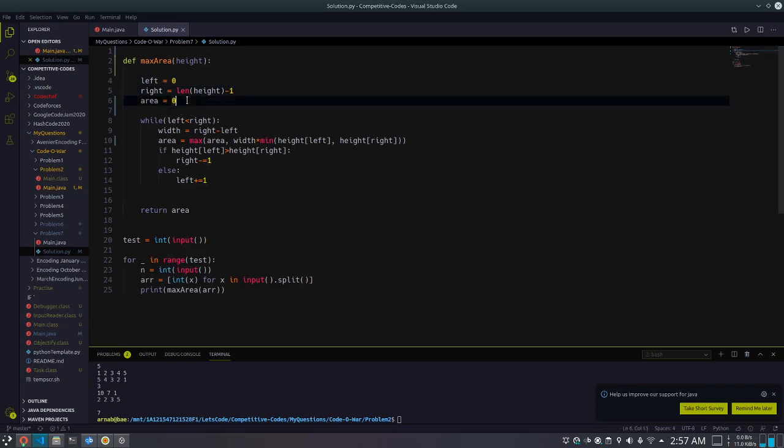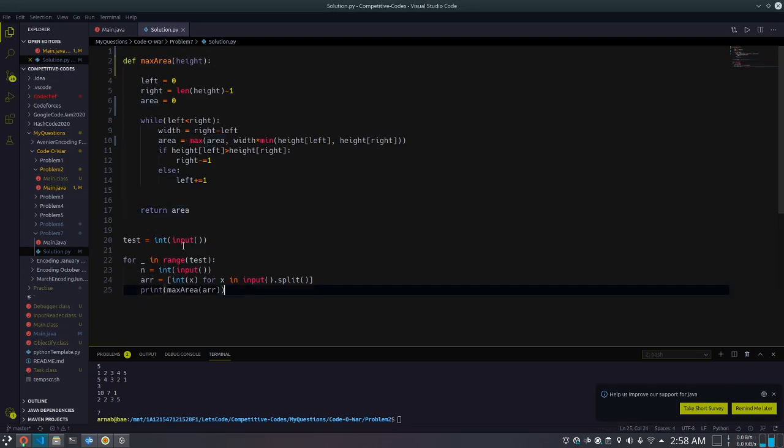Our area is initially 0. Now while left is less than right, we'll be finding the width and the maximum area. We'll find the area of the current rectangle by multiplying the width with the minimum of the 2 heights. Now whichever height is lower, we move that pointer. If the right pointer is lower, we move the right pointer. If the left pointer is lower, we move the left pointer. If both of them are the same, then the left pointer will be moved, and it doesn't really matter which one we move in case both are the same. And we'll return the maximum area.